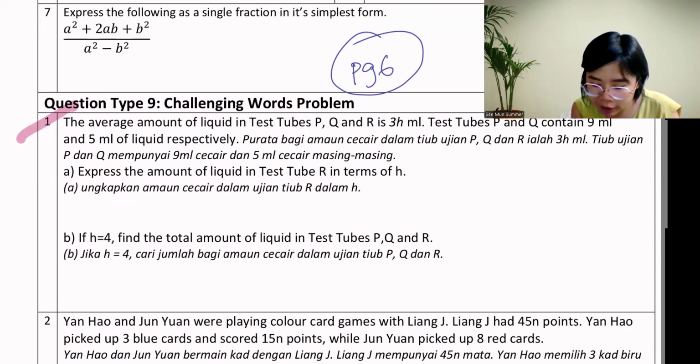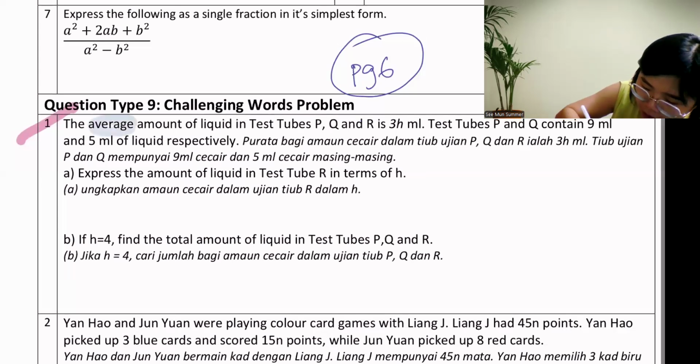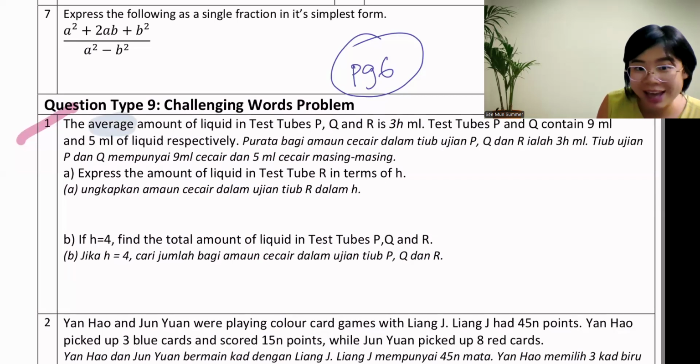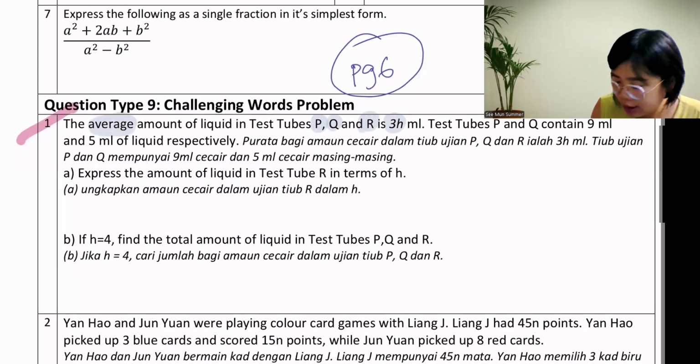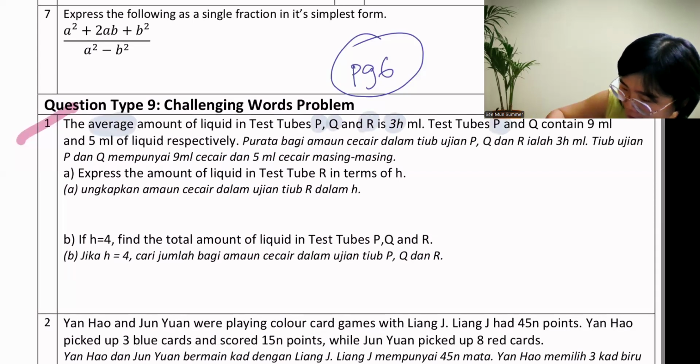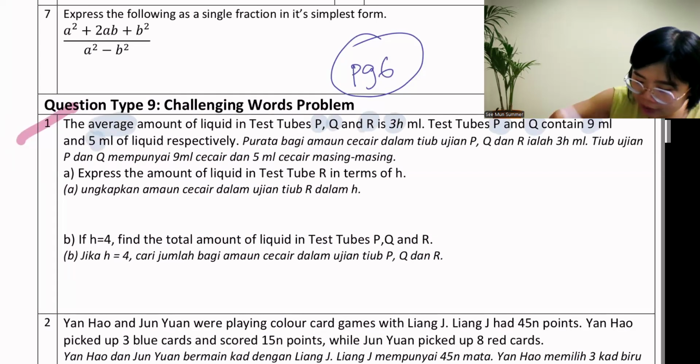The average amount of liquid of test tube PQR is 3H. Okay, average, they say. Average meaning is plus together divided by 3, right? Correct? So it's 3H. So first thing first, you just highlight whatever number that is important. And then next, they say P and Q is 9 and 5.